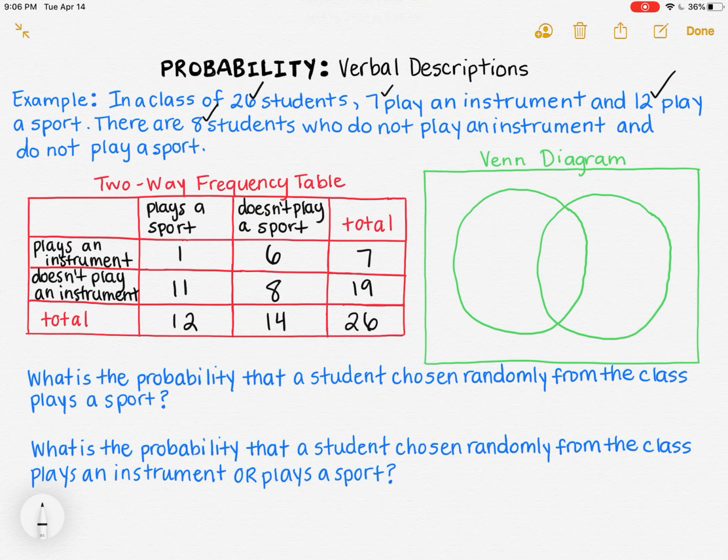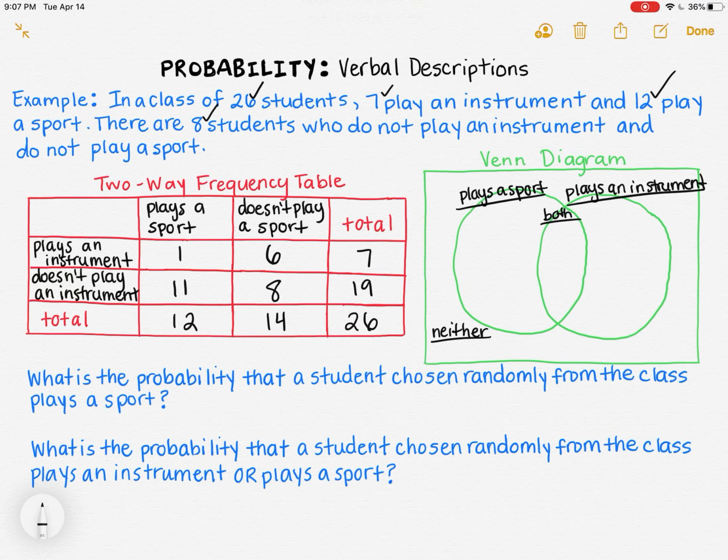Now I'm going to use these numbers to fill in my Venn diagram. I'm talking about students that play a sport, or play an instrument, or do both, or do neither. So that's how I'll label my Venn diagram. They can play an instrument, they can play a sport, they can play both, or neither. Of course, if you switched the labels on your circles, that would be okay as well.